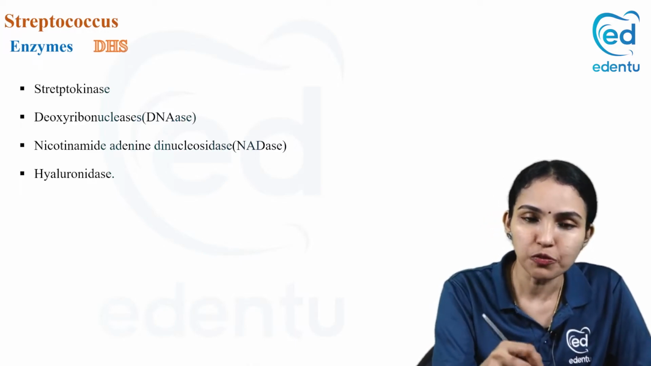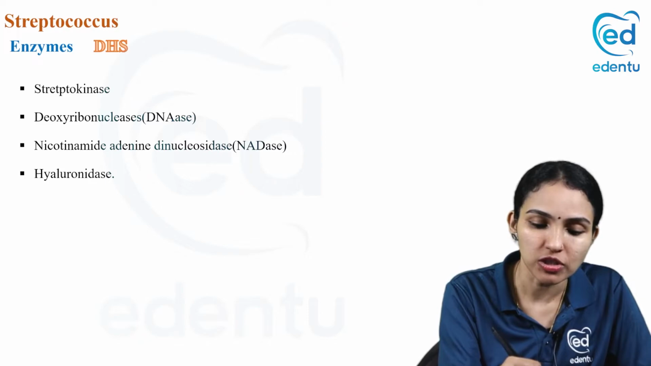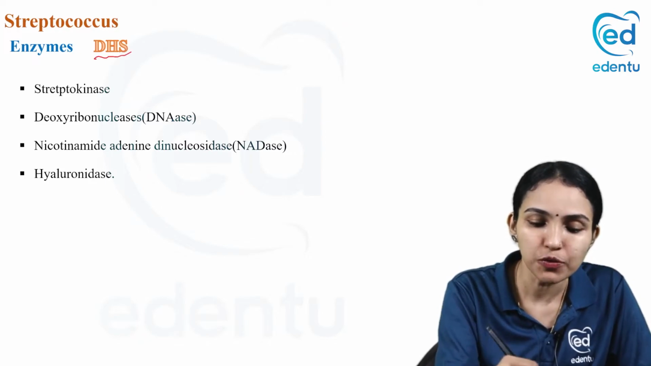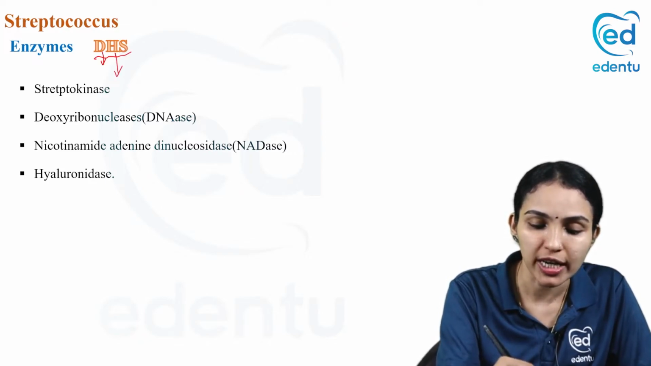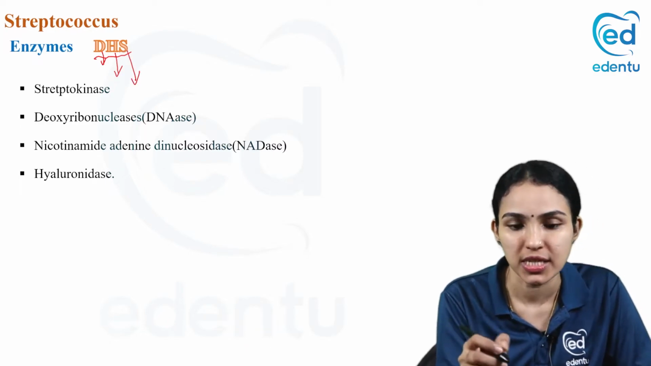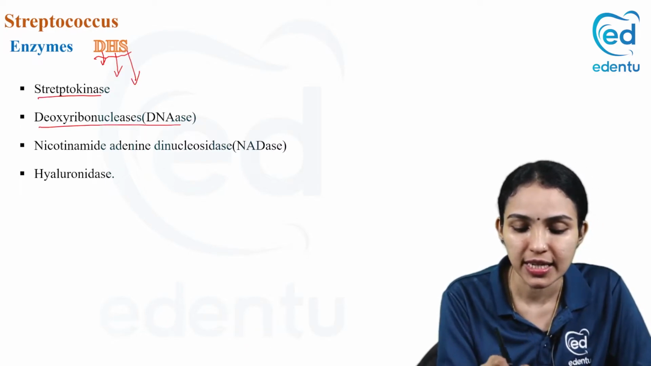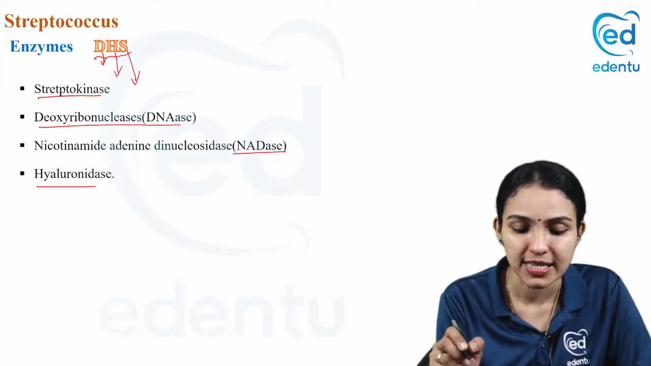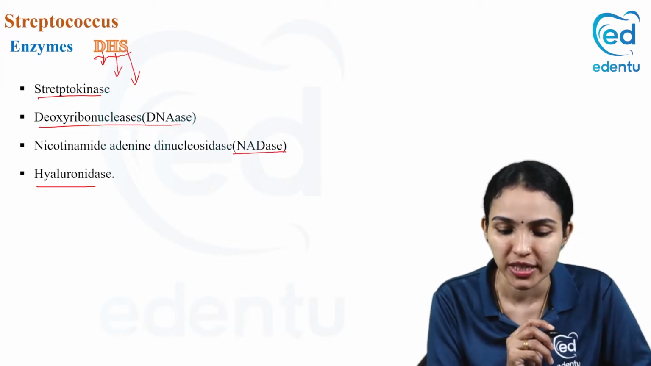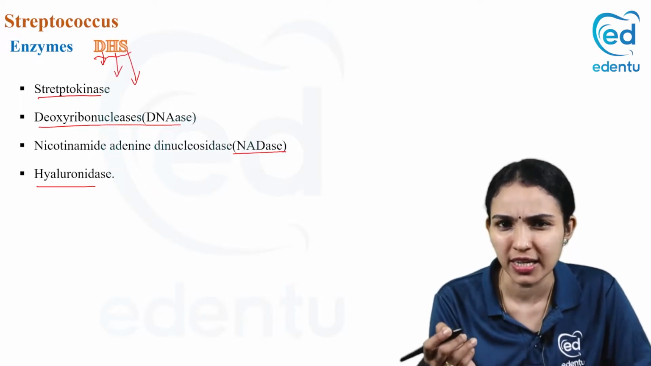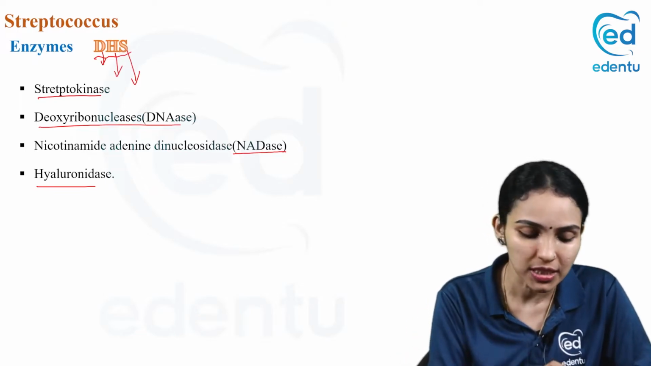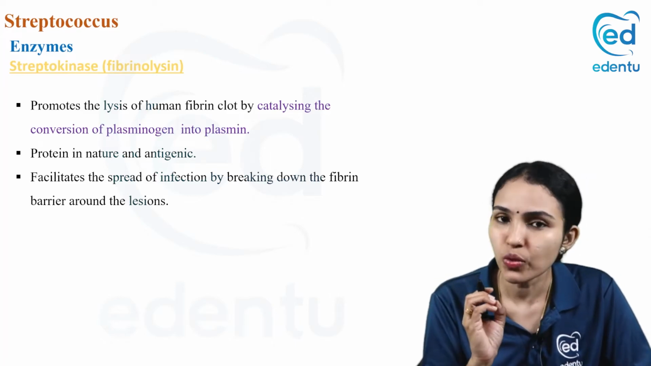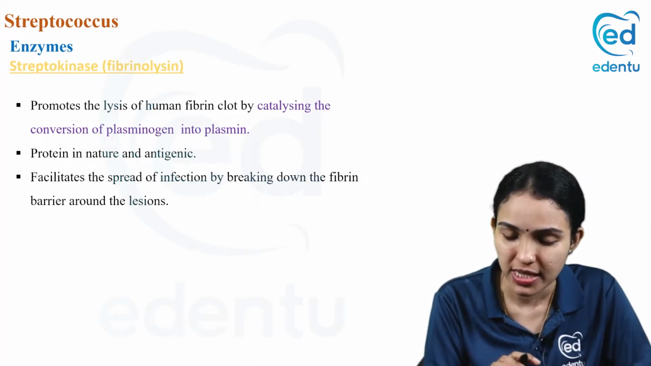So there are different enzymes. The most important ones you can remember with the code DHS. D for DNase, H for hyaluronidase and S for streptokinase. So streptokinase, DNase and hyaluronidase are the most important ones. We also have NADase, nicotinamide adenine dinucleotidase. That is called NADase. It is less important. Remember the other three, which are more important. What is the role of each of them? Streptokinase.